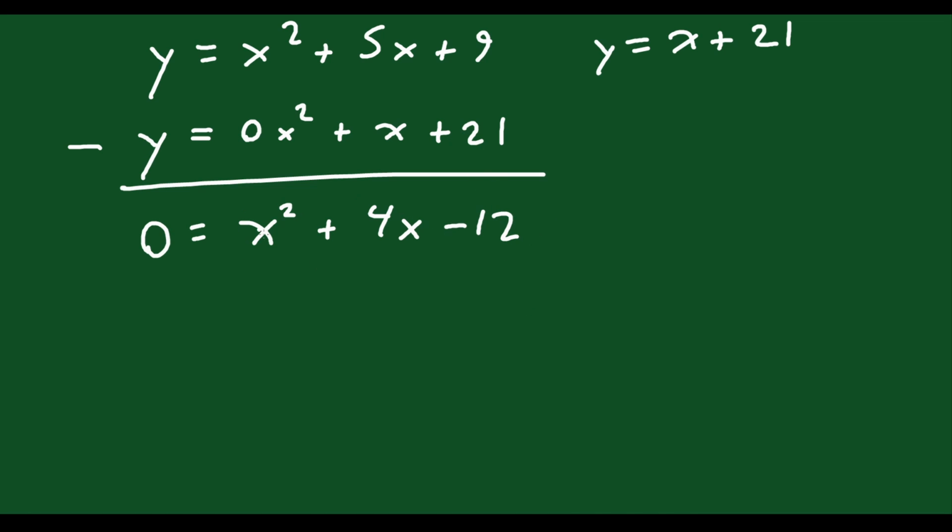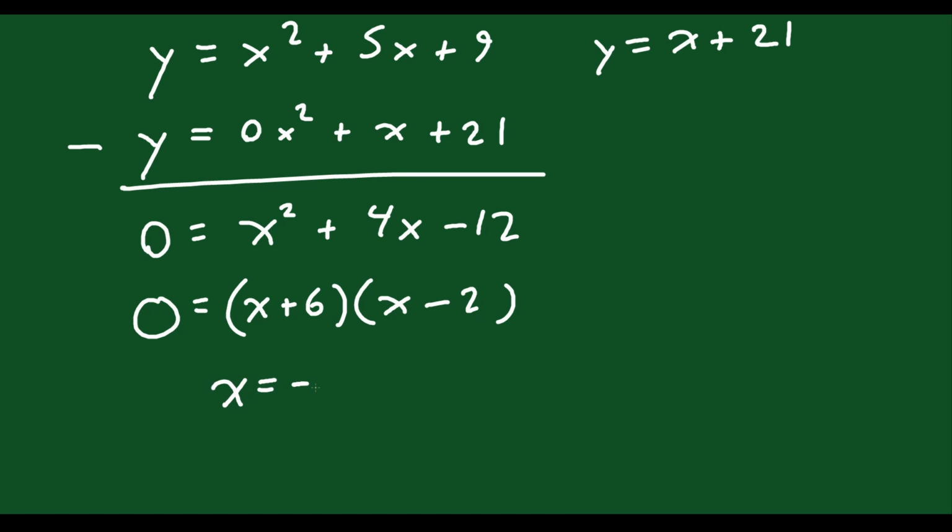Okay, now I try to solve this. I think you can just factor this one actually. So what two numbers multiply to negative 12 and add to 4? That should be x plus 6 and x minus 2. Therefore, x is equal to negative 6 and also positive 2. Those are your two answers for x.